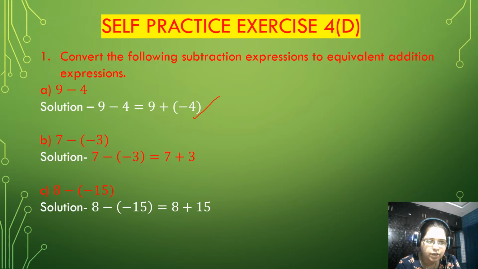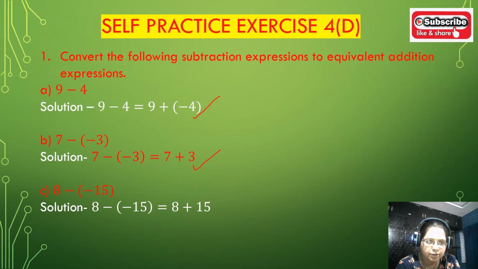Second bit is 7 minus of minus 3. 7 minus of minus 3, we can write this subtraction expression as 7 minus of minus is plus, so 7 minus of minus 3 equal to 7 plus 3. 7 plus 3 is the addition expression.